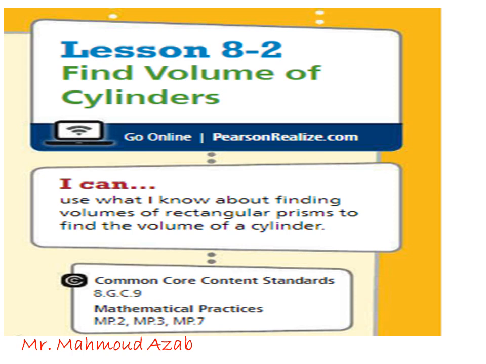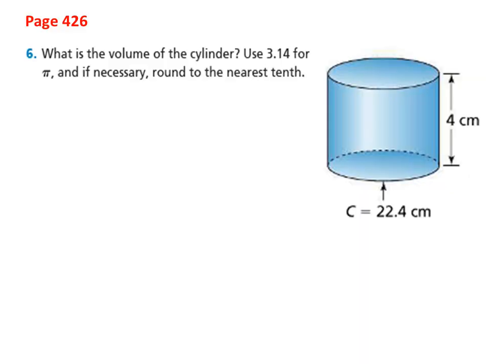Today we'll continue lesson 8.2, find volume of cylinder. Remember, the main goal is to use what I know about finding volumes of rectangular prisms to find the volume of a cylinder. Now, page 426, question 6. What is the volume of this cylinder? Use 3.14 for pi and if necessary round to the nearest tenth.